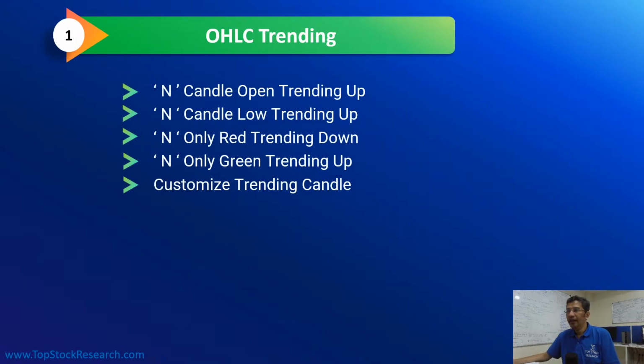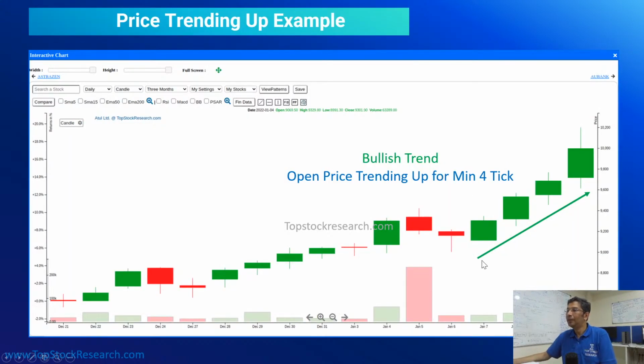Okay, OHLC trending, where the last n candles are trending up, right? Open is trending up or low is trending down. Last n candles trending down, or trending up, or only green or only red candles, right? So in this example, there are 4 candles which are continuously trending up, which tells you that it's not only bullish, but the momentum is pretty good and the conviction of the market in its upward direction is pretty good. Okay.